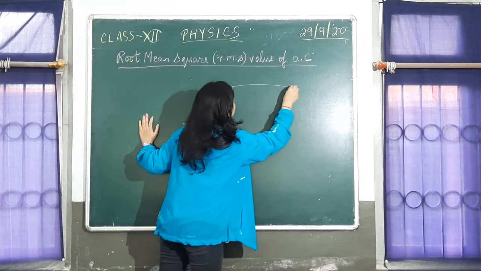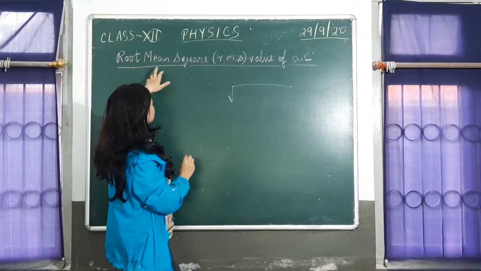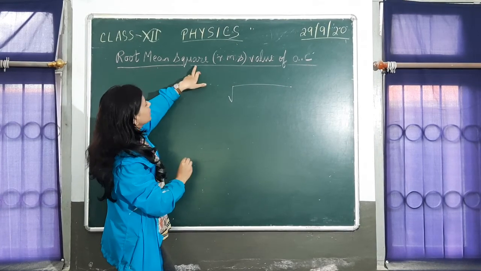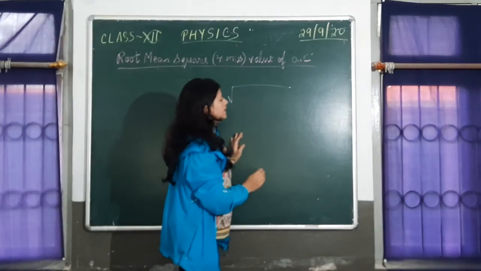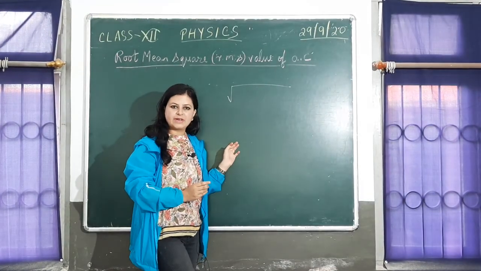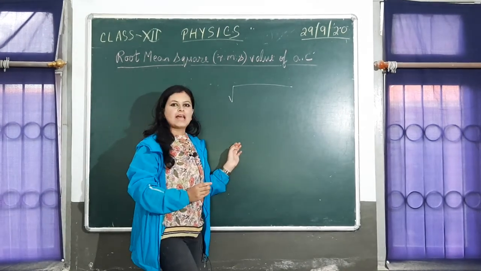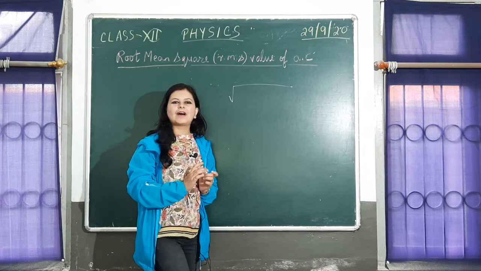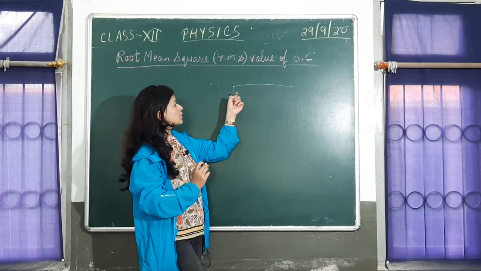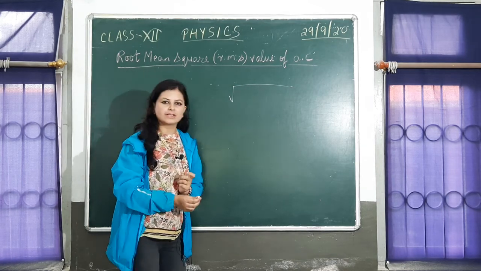Root mean square means square root of the mean of all the square values of current, because the current in an alternating current does not have a fixed value, it keeps on changing periodically. So you have to take the value of current at every instant of time, take the square of it, find the mean of it and then find the square root of it. That will be giving you the root mean square value of alternating current.